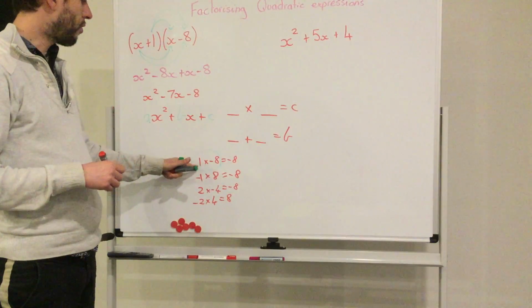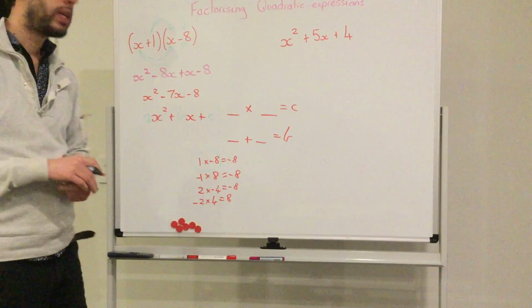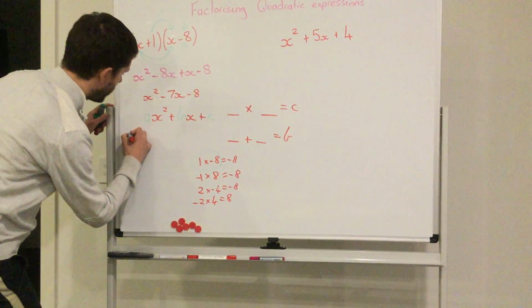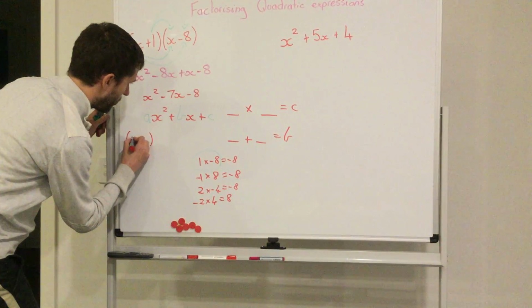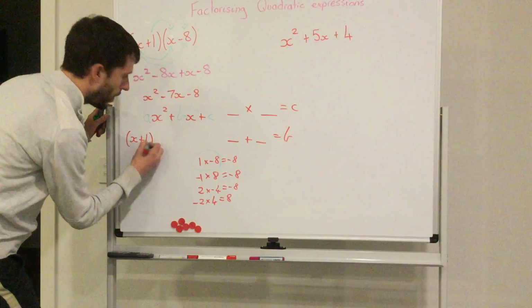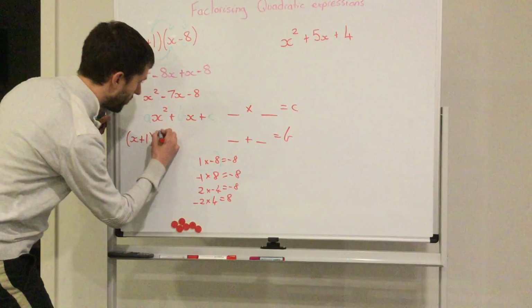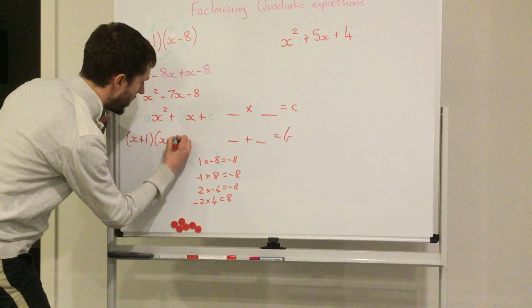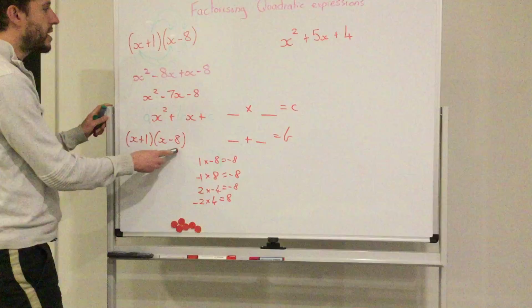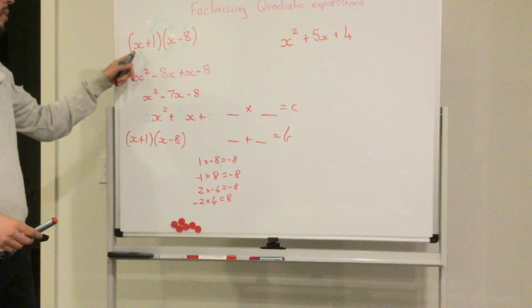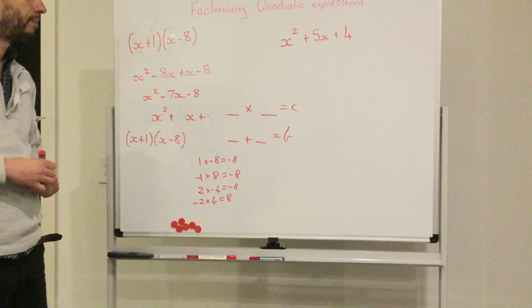So now I've got 1 and I've got negative 8. So then I write it in an equation. X plus 1, because 1 is positive, and x take 8 because 8 is negative. And what do you know? We got exactly the same.